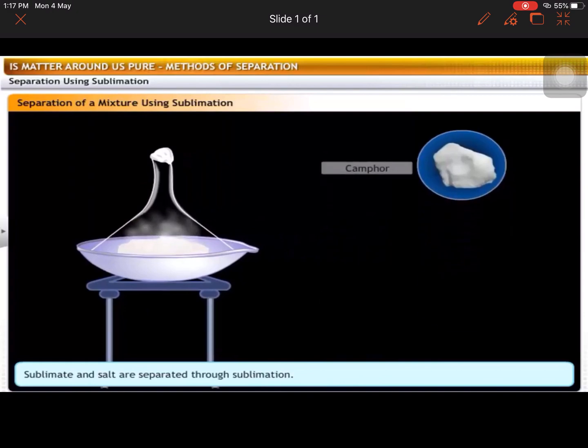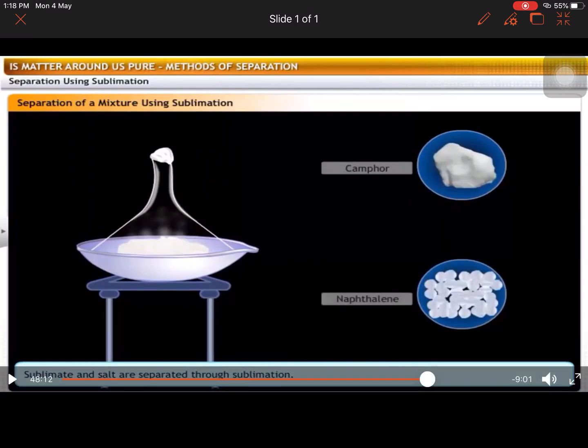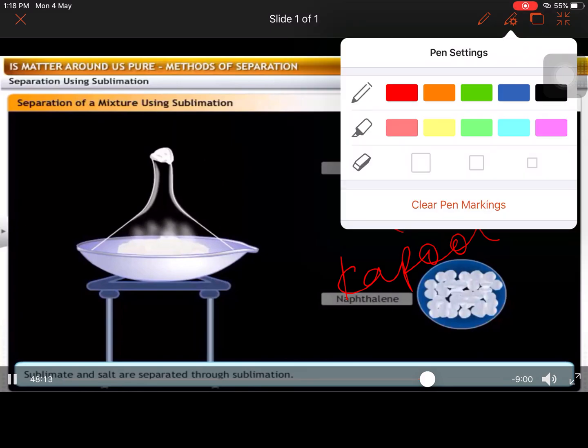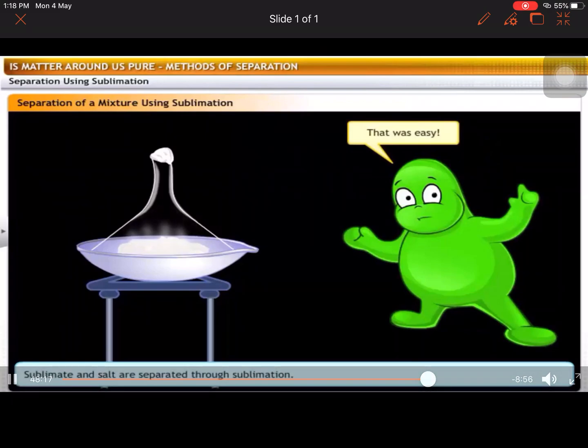Solids like camphor, naphthalene, and anthracene are examples of solids that sublimate. Camphor is kapoor, and naphthalene balls you know as well. Kapoor, you know it well. This is also a sublimating substance. That was easy.